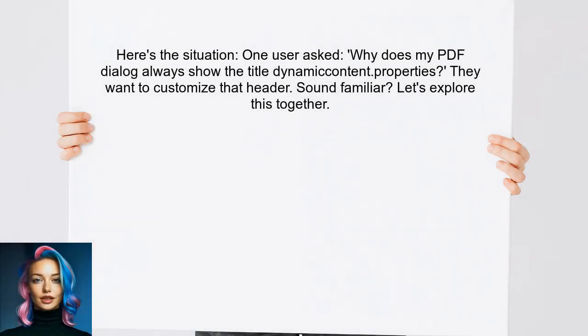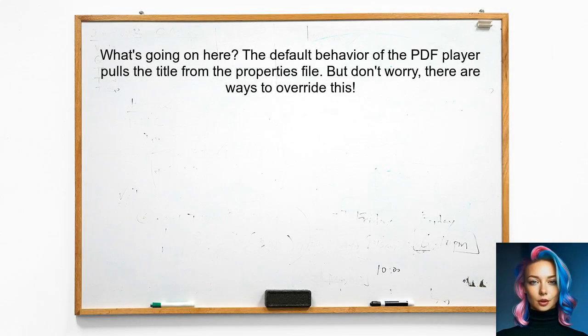Here's the situation. One user asked, "Why does my PDF dialog always show the title dynamic content.properties?" They want to know if there's a way to customize that header. Sound familiar? Let's explore this together. So, what's going on here?